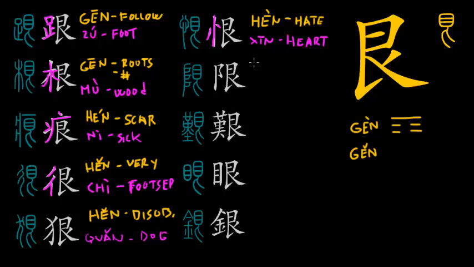The next character, and this is when finally we have a difference in pronunciation, is pronounced Xian. Xian. It means to limit, to limit something.